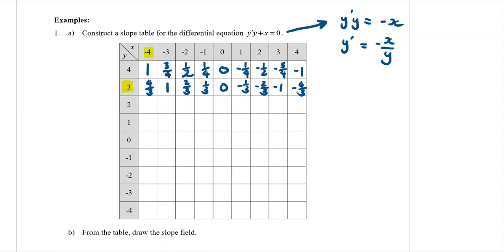I know it's slow, but is it making sense how I'm getting these numbers? Good, all right. See if you can fill in the rest of the table. Yeah, we're going to do the whole table.